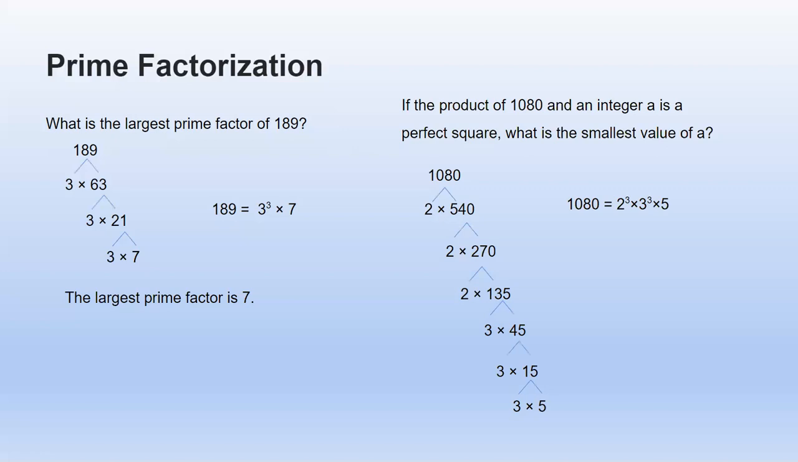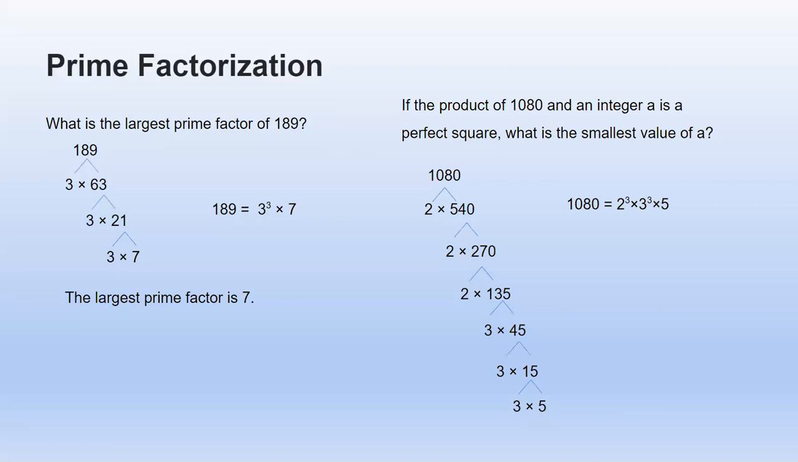Now to make this times a be a perfect square, you're going to have the product, which is basically this prime factorization times the number a's prime factorization. You need to make all the prime numbers' powers in the end product even. That would mean that 2 to the third, 3 to the third, and 5 to the first all have odd powers right now.